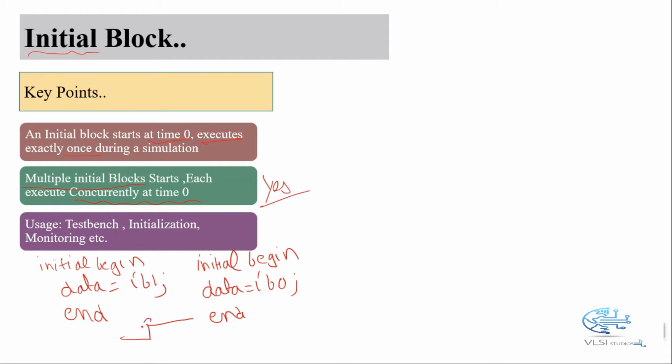To avoid that, we have to define a #0 delay. Now the variable data that we define in our second initial block will be executed at the end of the current time. So at time 0, the data that we define with the value 0 will overwrite the value of the data that we defined as 1.